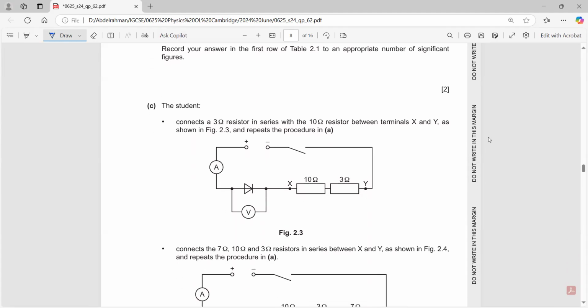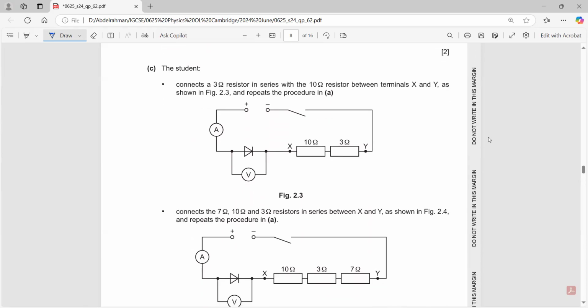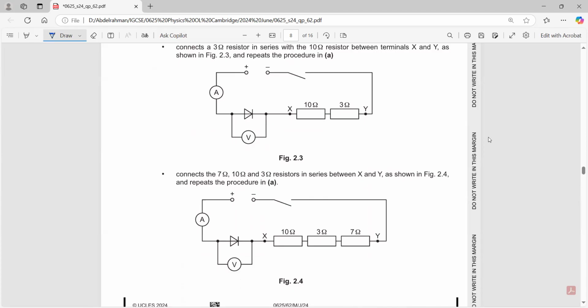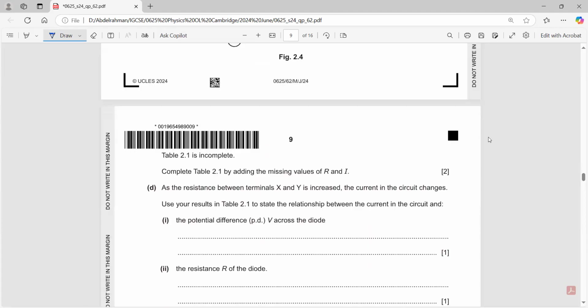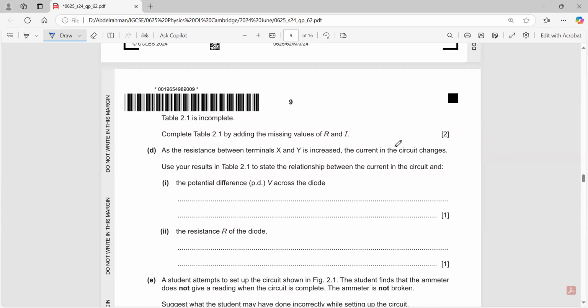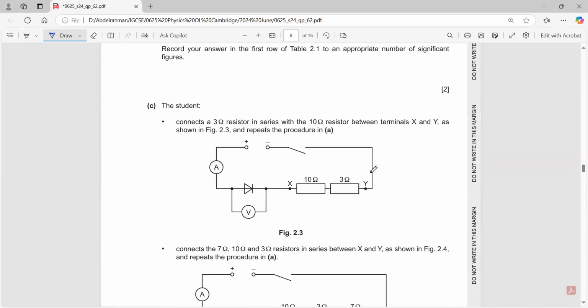The student connects a 3 ohm resistor in series with the 10 ohm resistor between X and Y. Then he connects another 7 ohm resistor in series with them. Okay, we completed the table. As the resistance between the terminals X and Y is increased, the current in the circuit changes. Use the results from table 2.1 to state the relationship between the current in the circuit and the potential difference across the diode. Let's check the current.